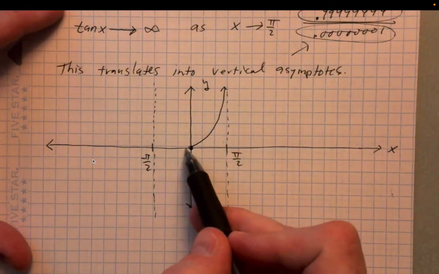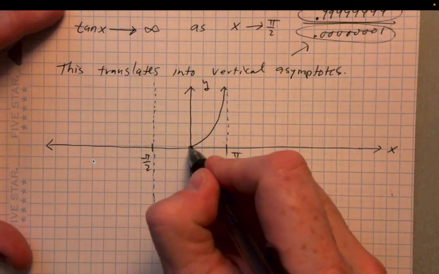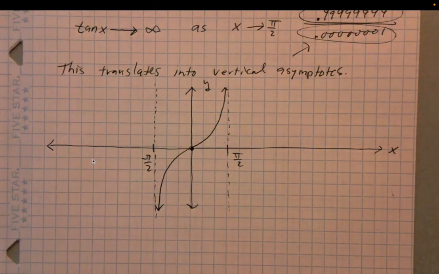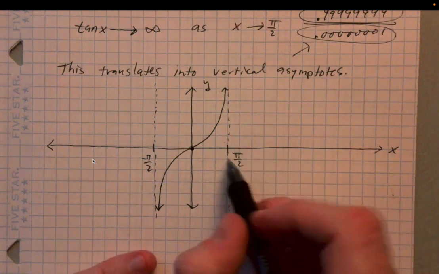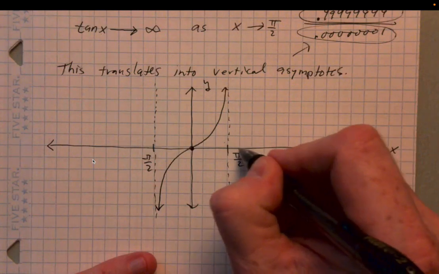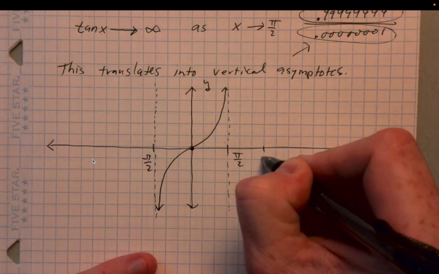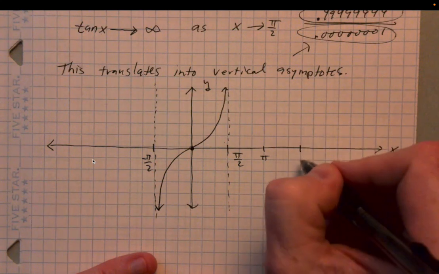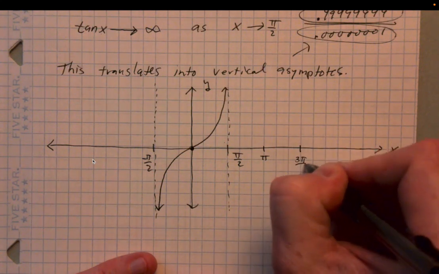Okay, and it turns out over here it does the exact same thing except in the other direction. So this is kind of what the tangent looks like. And if that's not weird enough, it actually does this. So let's see, 1, 2, 3, this would be pi. And then 1, 2, 3, this would be 3 pi over 2.